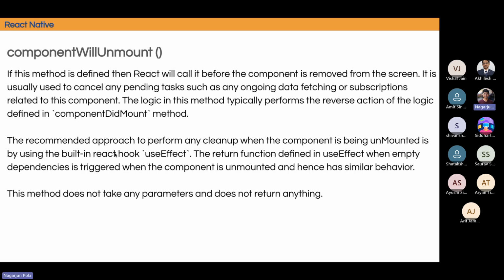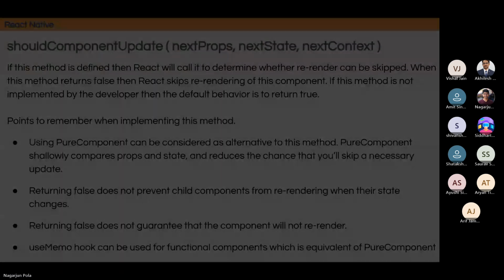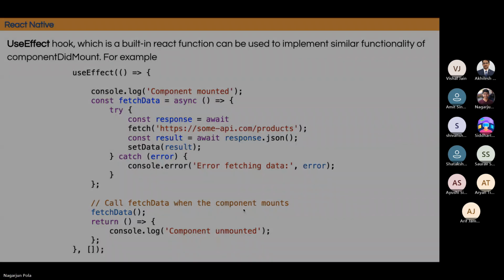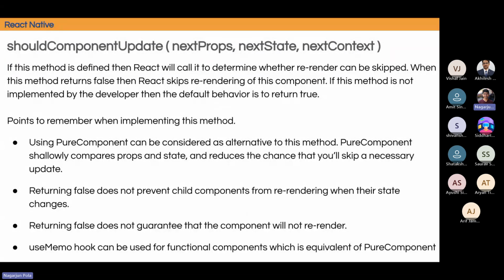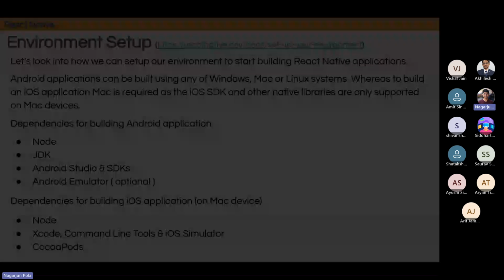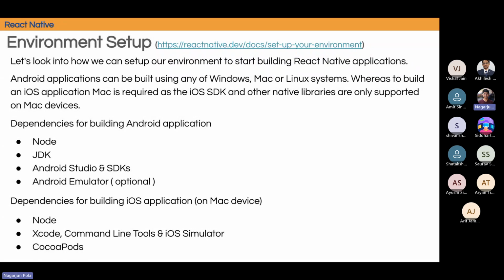And again, the recommended approach is to use useEffect, like how we saw previously in componentDidMount. The return function within this useEffect gets executed just before the component is unmounted. So if this network call is still happening, we can stop that network call here because the component is being unmounted and we no longer need to display that data, right? So useEffect can perform both functionalities, that is componentDidMount and componentWillUnmount. Okay, so these are some of the lifecycle methods of React components. So far, any questions?